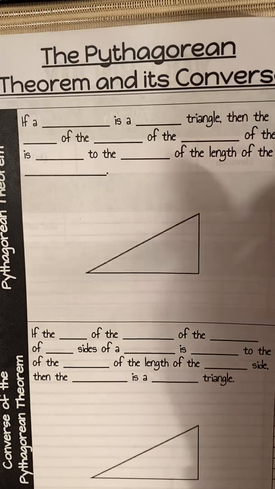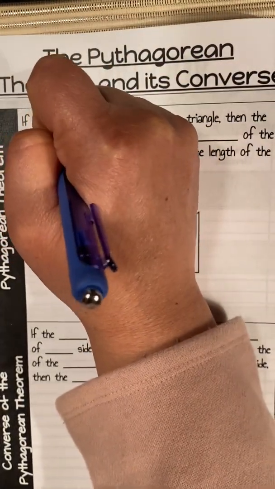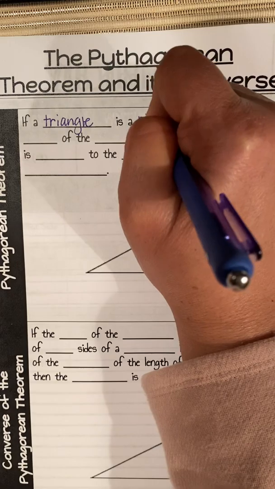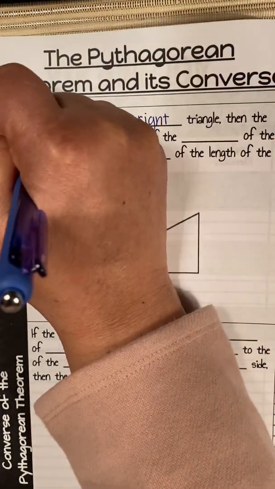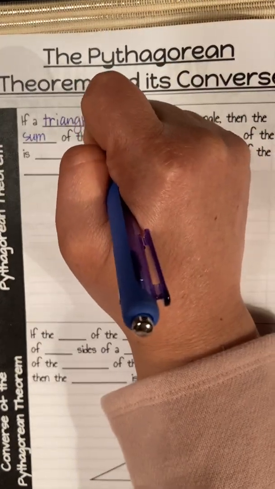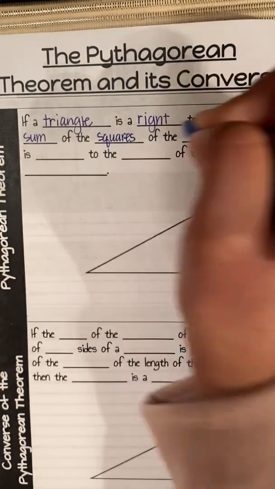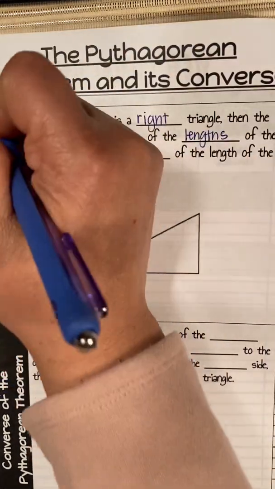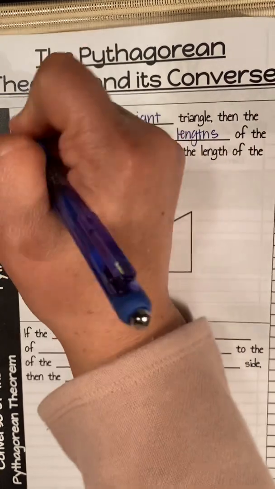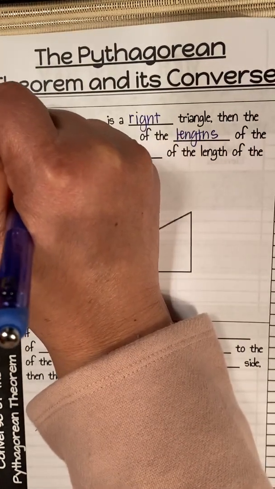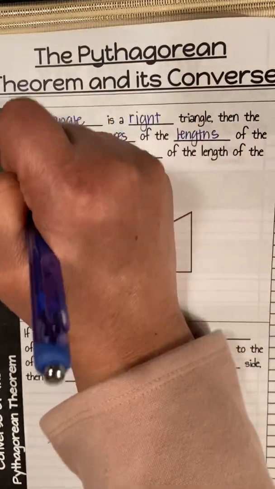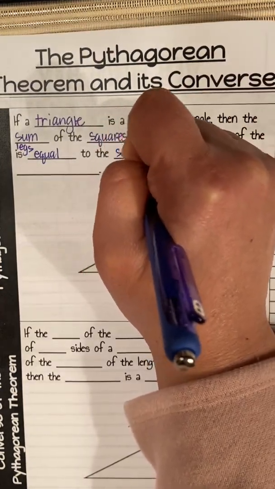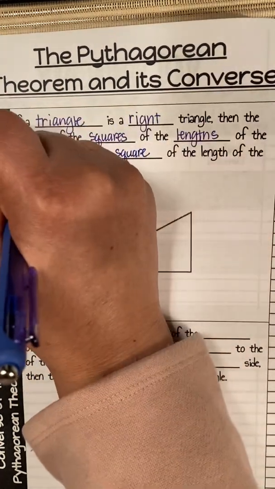Just making sure I have everything covered. Okay, if a triangle is a right triangle, then the sum of the squares of the lengths of the legs, and we're missing this little piece. It should be legs, so let's write that up here. Sorry about that. Is equal to the square of the length of the hypotenuse.